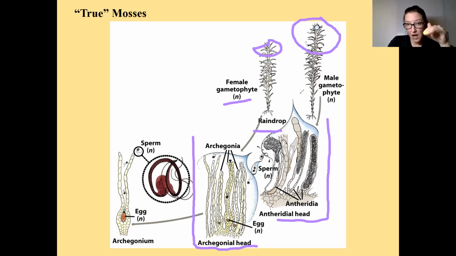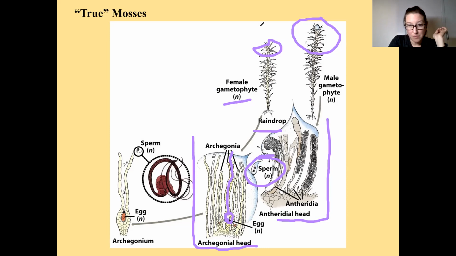Raindrop's going to drop on top of the male gametophyte plant. This is going to allow sperm to splash over, and the drops are going to land on top of the female gametophyte plant, the raindrops, and then that's going to allow the sperm to swim. The sperm will swim down the neck of the Archegonium, and at the base, that's where the egg is.